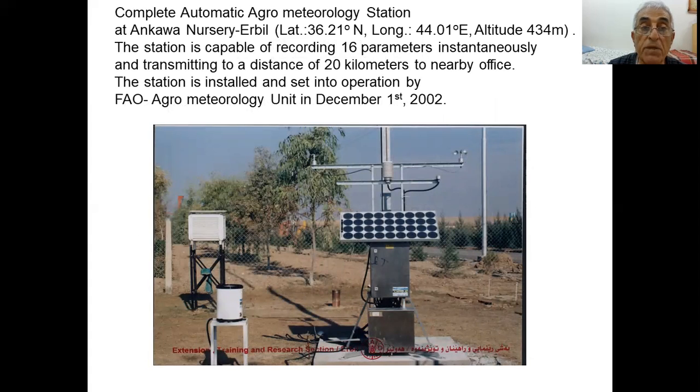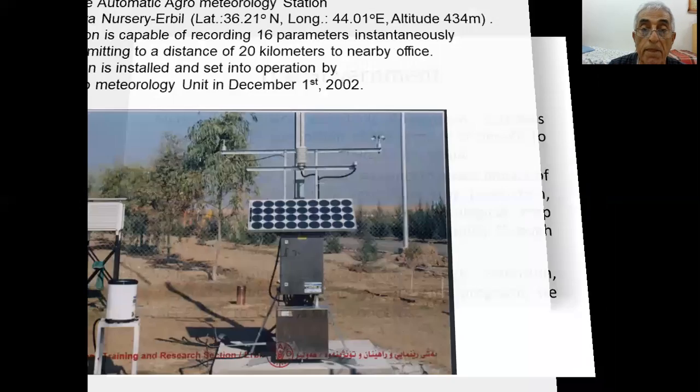And this is a complete automatic agrometeorology station at Ankawa Nursery in Erbil. The station is capable of recording 16 parameters instantaneously and transmitting to a distance of 20 kilometers to a nearby office. The station was installed and set into operation by FAO Agrometeorology Unit on December 1st, 2002.